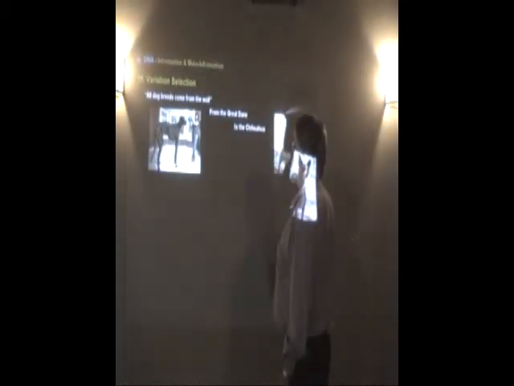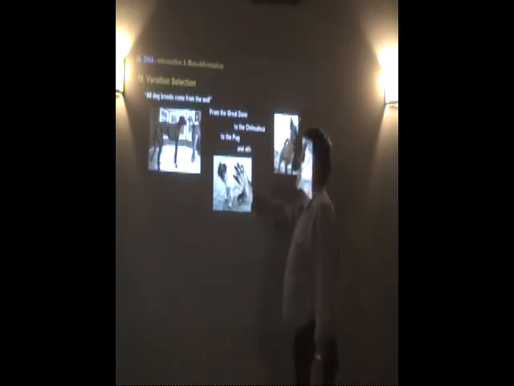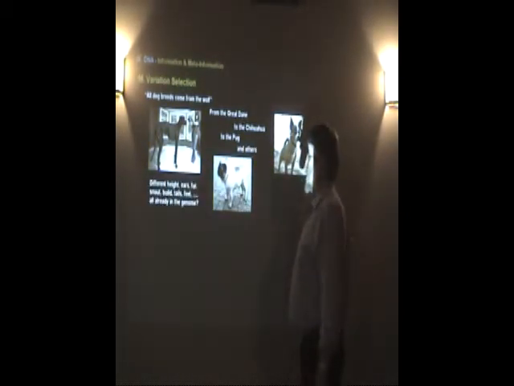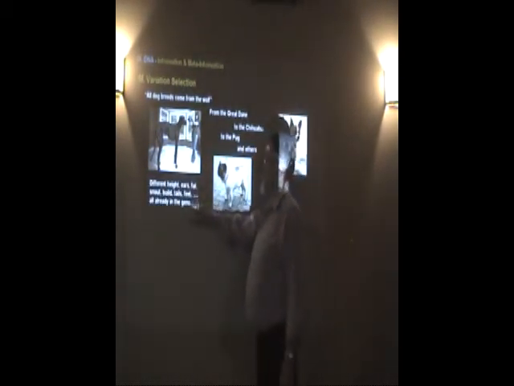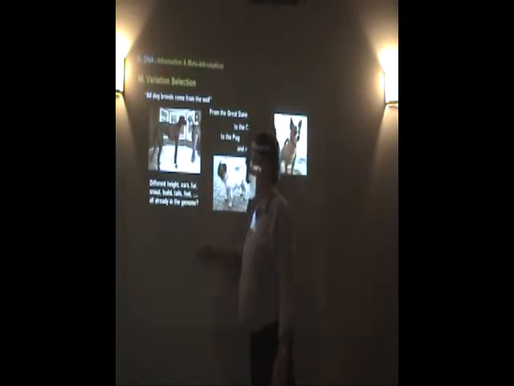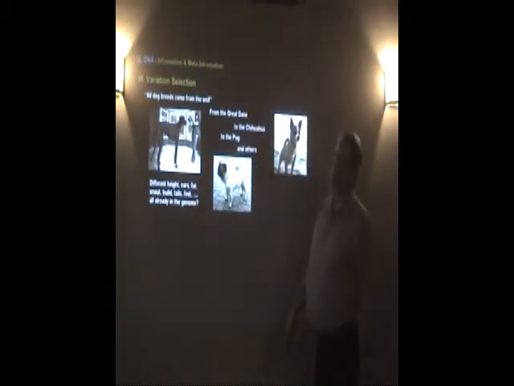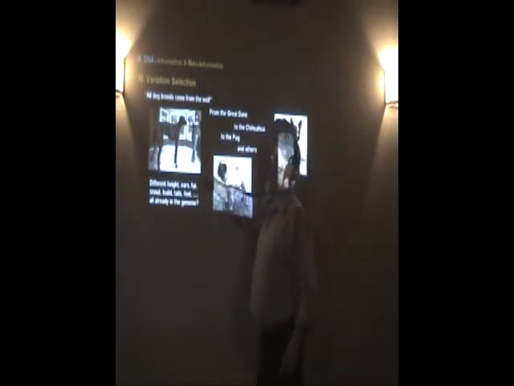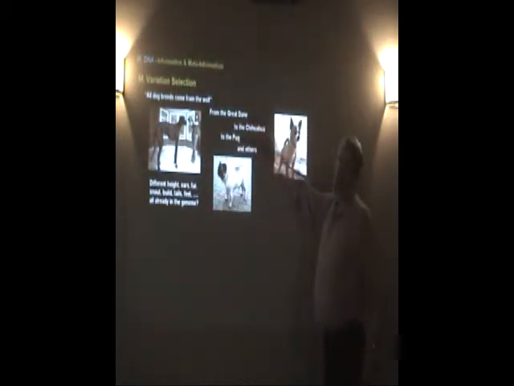Dog breeds come from the wolf. From the Great Dane to the Chihuahua, to the Pug, and to others. Different height, ears, fur, snout, bill, tails, feet, all already in the genome. In other words, in the wolf, is there the potential of such variation that can give rise to this extraordinary amount of variety or variation?